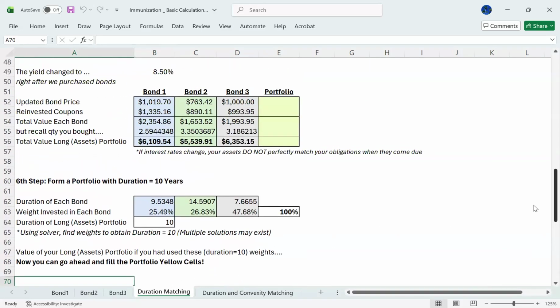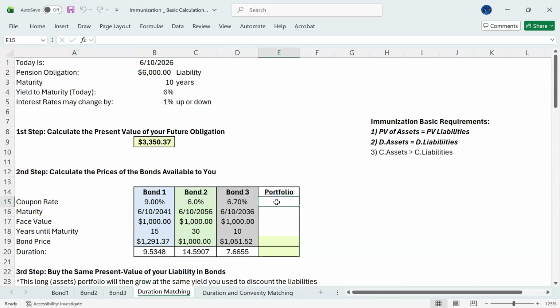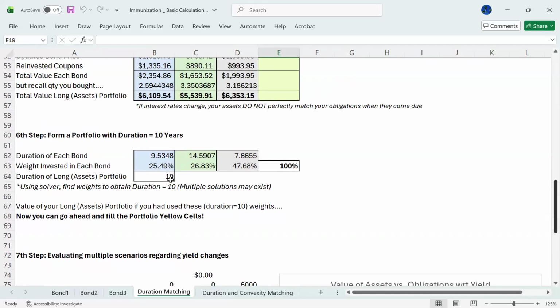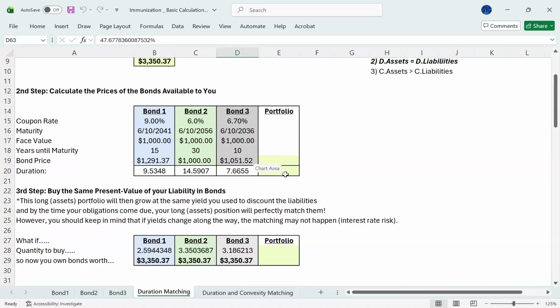And now we can go, I'm using this template that is provided in the class modules, so it's easy to follow, and you can also follow along if you have this template. So now what we are going to do is create this portfolio which has the weights that we derived down here using Solver, right? Now I'm investing 25.49% in bond 1, 26.83% in bond 2, and 47.68% in bond 3. Let's evaluate what happens if I invest in that portfolio instead of in these particular bonds one at a time.